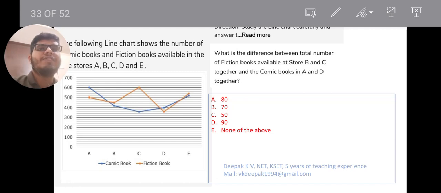Dear aspirants, we will start with the line graph today as well. So this is the simple problem. What is the difference between the total number of the fiction books available in store B and C together and comic books in A and D together? So this is just a difference. You can go for it.